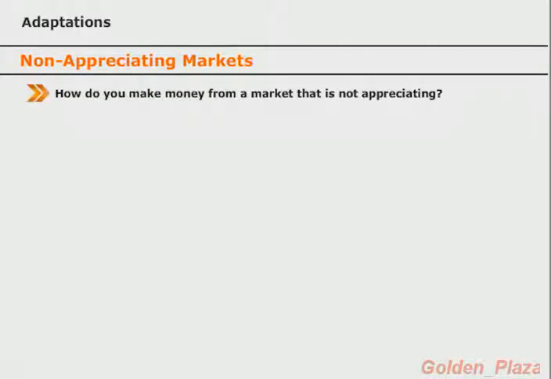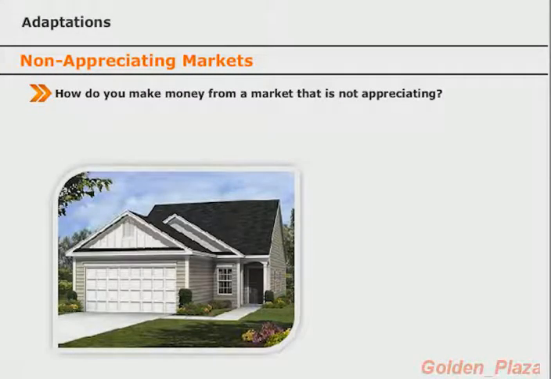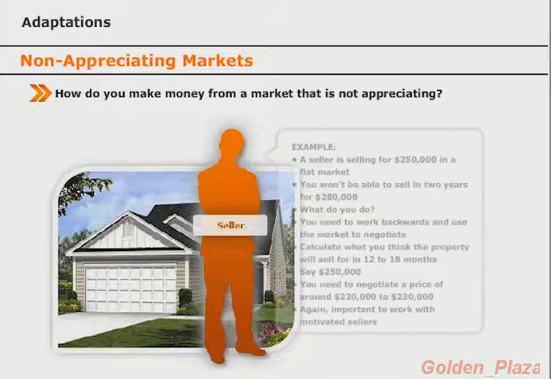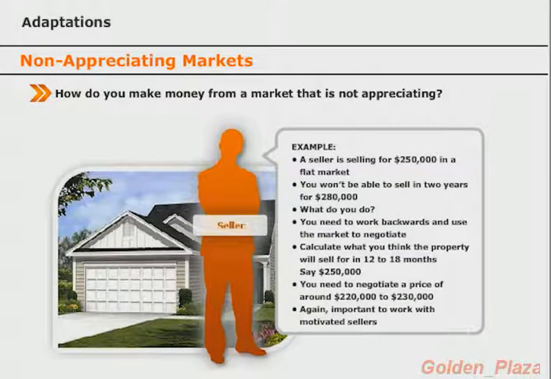So what about markets that are not appreciating? How can you make money in 2 years from a property whose value is not constantly increasing? For example, if someone is selling a property now for $250,000, but the market is flat, you won't be able to sell it in 2 years for, say, $280,000. So what do you do? In this situation, you need to work backwards and use what you know about the market to negotiate with the seller. Start by calculating what you think the property will sell for in 12 to 18 months. For the sake of example, let's assume the number stays at $250,000.